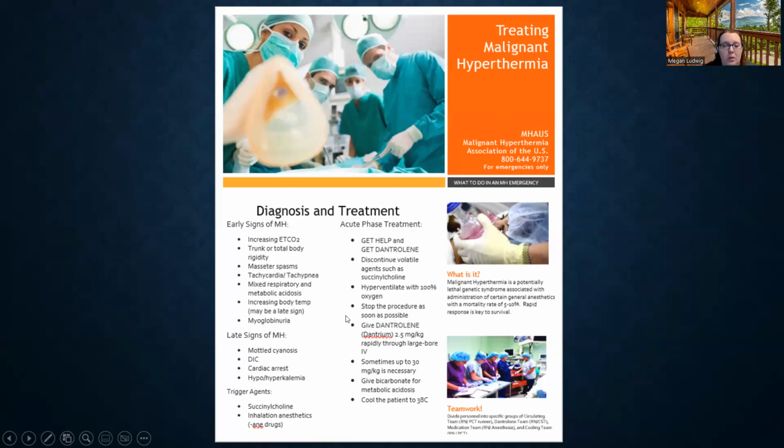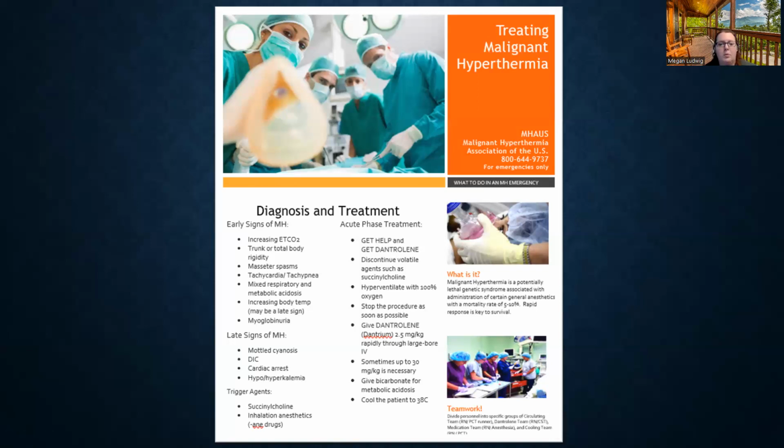If the procedure hasn't even started, if they haven't even made an incision, they will not continue. If they have made an incision, we're going to wrap it up as quickly as possible, close them back up, because they're going to need treatment for a long time. Dantrolene, again, is the drug of choice. The brand name for dantrolene is Dantrium, okay? There are a couple others now on the market. I think one of them is called Ryanodex, so that's also an option.